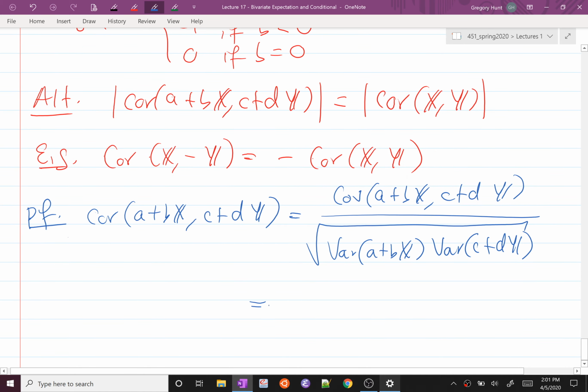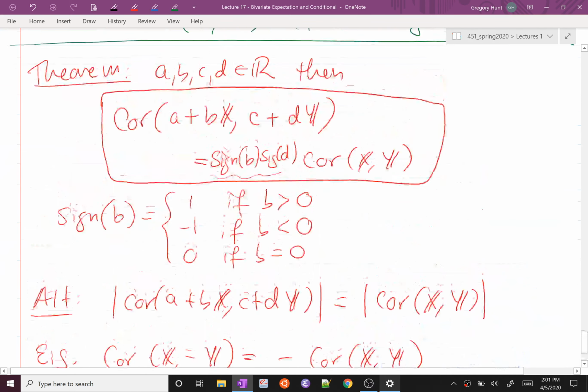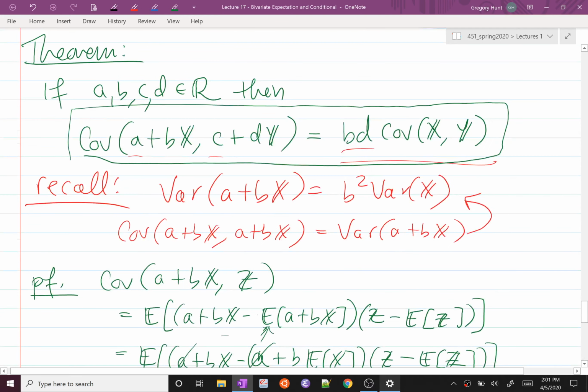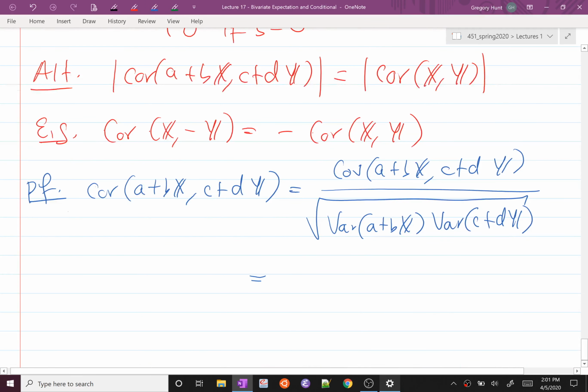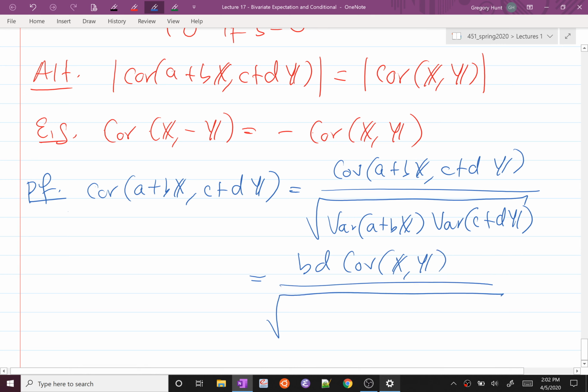And our top we can deal with if we scroll back up to our theorem. This theorem makes the top really easy to calculate. All I got to do is pull out its bd, covariance of x and y. And the bottom, we have our theorem for the variance. It's the square root of b squared variance of x plus d squared variance of y.